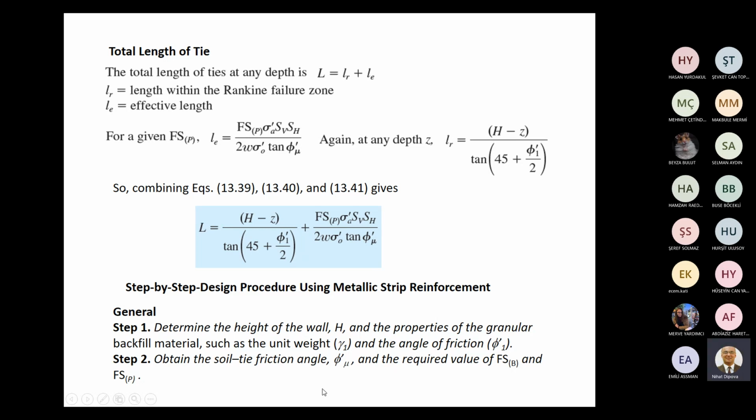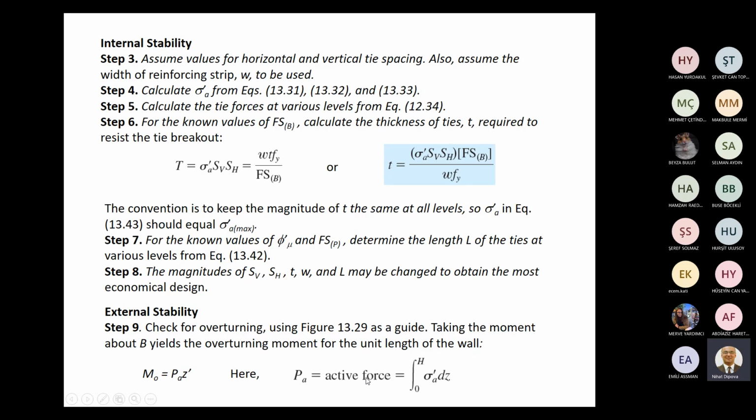Step 2, obtain the soil tie friction angle and the required values of safety factor for breaking and pull-out. Step 3, assume values for horizontal and vertical tie spacing. Also assume the width of the reinforcing strip, W.